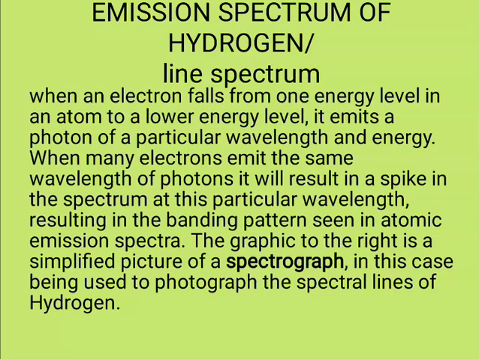Now, when an electron falls from one energy level in an atom to a lower energy level, it emits a photon of particular wavelength and energy. When many electrons emit the same wavelength of photons, it will result in a spike in the spectrum at this particular wavelength, resulting in the banding pattern seen in atomic emission spectra. The graphic to the right is a simplified picture of a spectrograph.